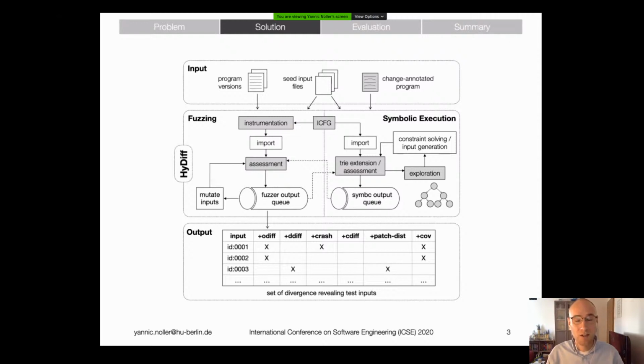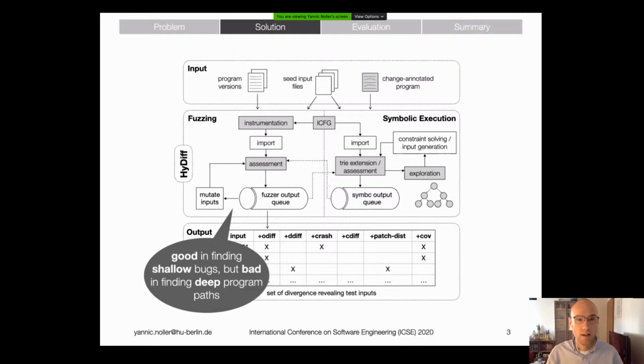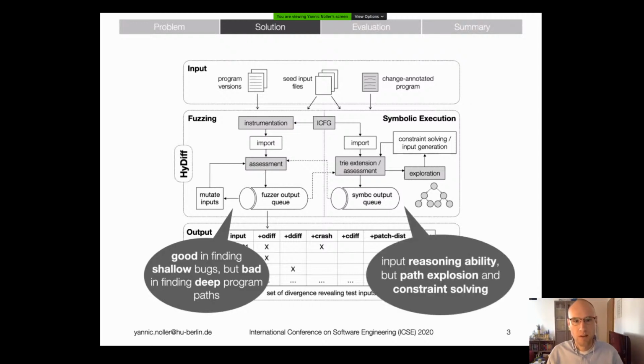What we essentially do is we combine fuzzing and symbolic execution. Fuzzing, on the one hand side, we already heard something about it, is very good in finding shallow bugs. It's a very efficient input generation technique, but since it's using random mutations, it's very unlikely to hit very specific constraints in the program. So it's bad in finding deep program paths in general. Symbolic execution, on the other hand side, performs a systematic exploration, and it's known for its input reasoning abilities. But still it suffers from path explosion and complex and expensive constraint solving.